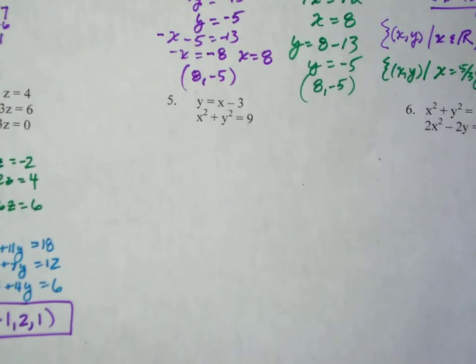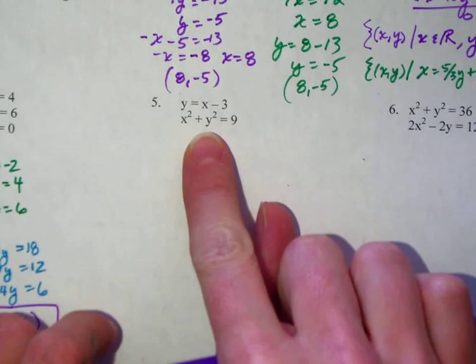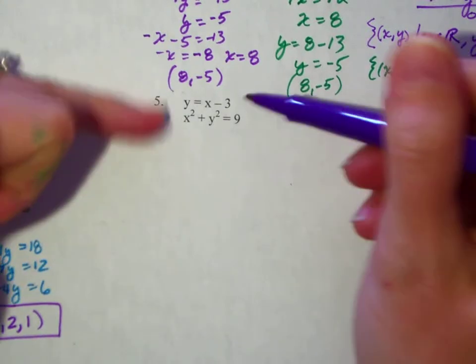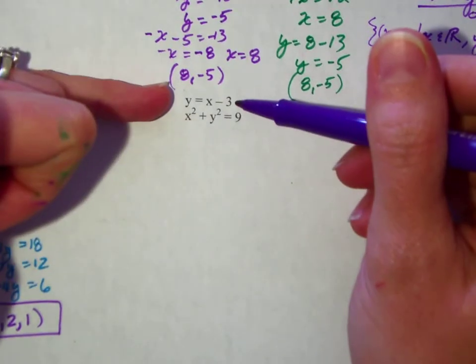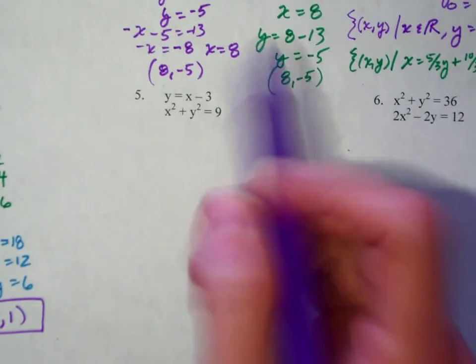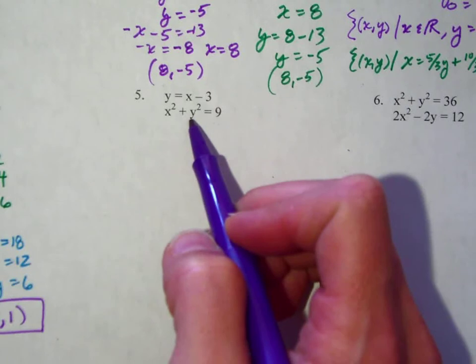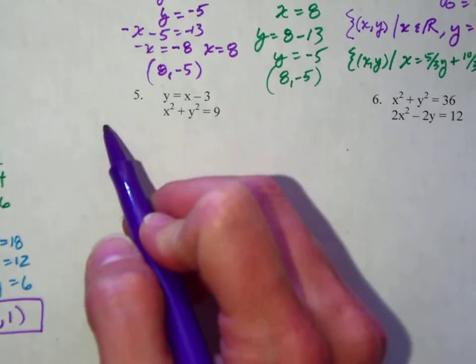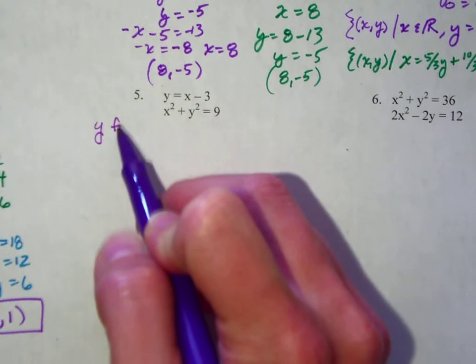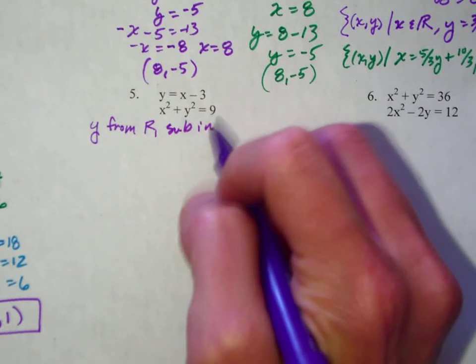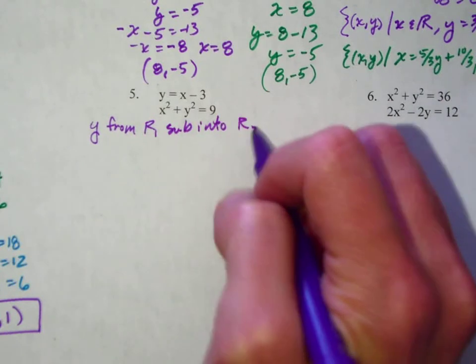Oh, let's see how we want to do this one. So it looks like we have a line and we have a circle. And for this one, I would not do elimination because I don't even have an x squared, y squared in this first one. So I'm going to jump right to substitution. All right, so because of that, I'm going to be substituting this y into the y in row 2. All right, so I'm going to take the y from row 1 and sub into row 2.